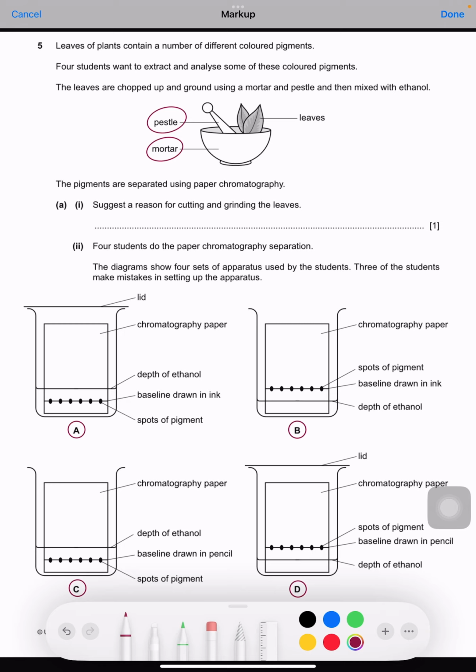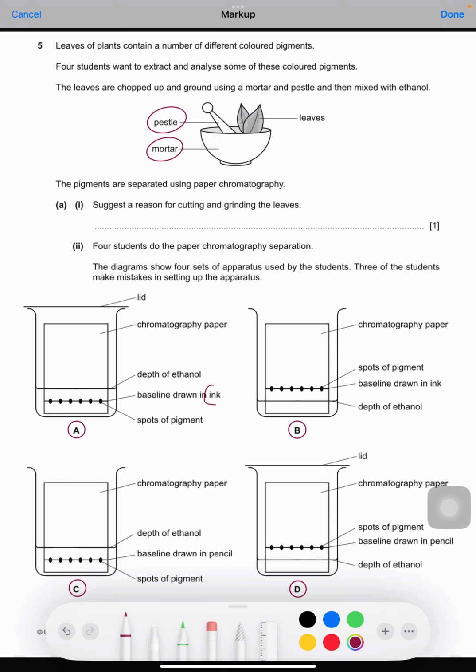Part 2. The diagrams show four sets of apparatus used by the students. Three of the students make mistakes in setting up the apparatus. Let's see what the mistakes are. The examiner asks about these mistakes on the next page, but right now I would like to tell you what the problem is and where it is. So in A, let's look carefully. In A there is a baseline which is not only drawn in ink.